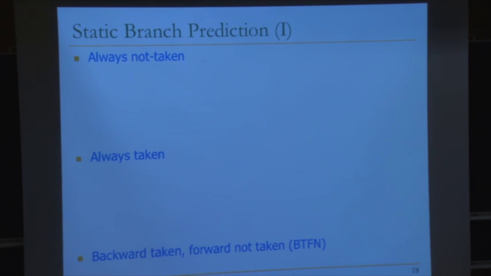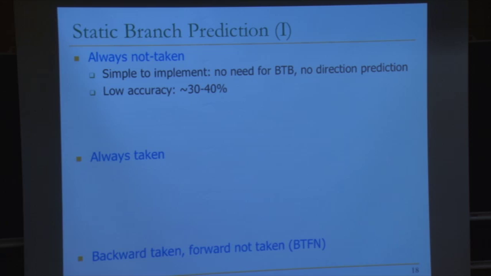Whenever you get to a branch, it's always not taken. You don't even need a branch target buffer in this case, right? And no direction prediction is needed. I guess that's not a direction predictor in that sense, but it's technically a direction predictor, right? You're predicting the direction that's not taken. Low accuracy, and we've discussed why that is.